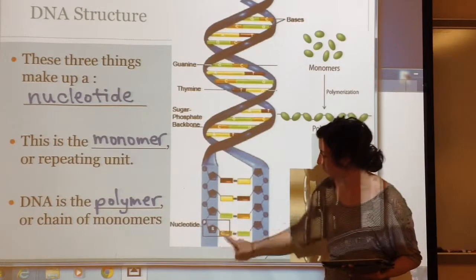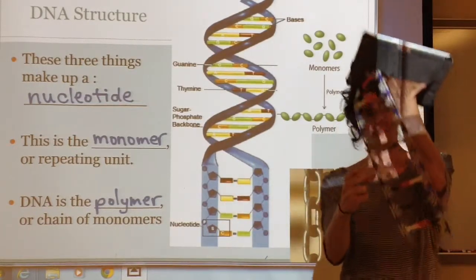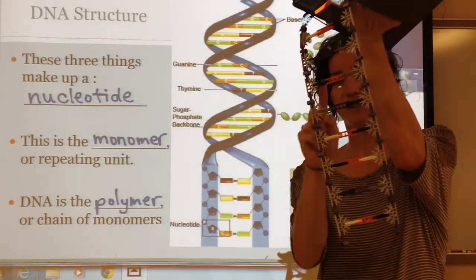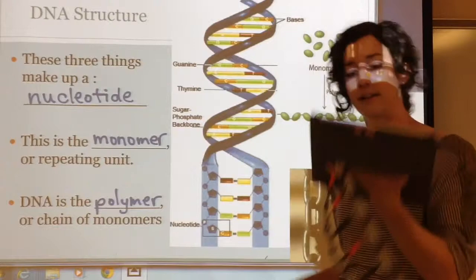So here's the nucleotide, and it just repeats over and over again. So sugar, phosphate, nitrogen base. Sugar, phosphate, nitrogen base.